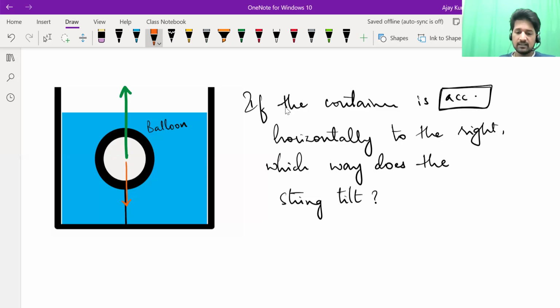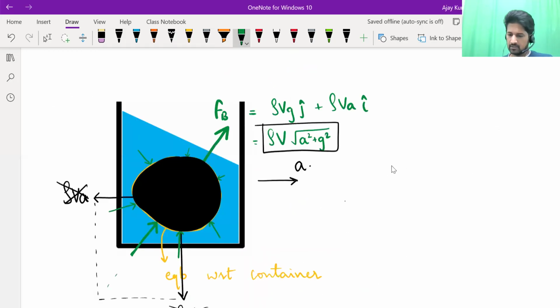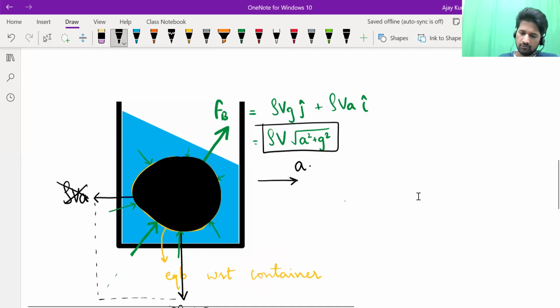Now, if the container is accelerated to the right, there will be a pressure gradient developed to the left. Pressure increases as you move to the left. Due to that, there will be some buoyant force acting this way also, like what we discussed in the previous case. If the container is accelerated horizontally, this is the overall buoyant force.